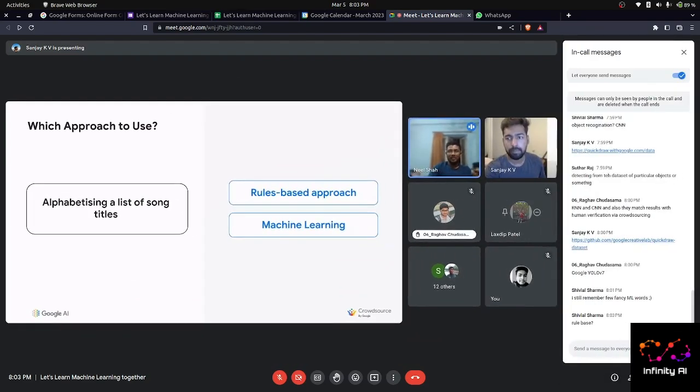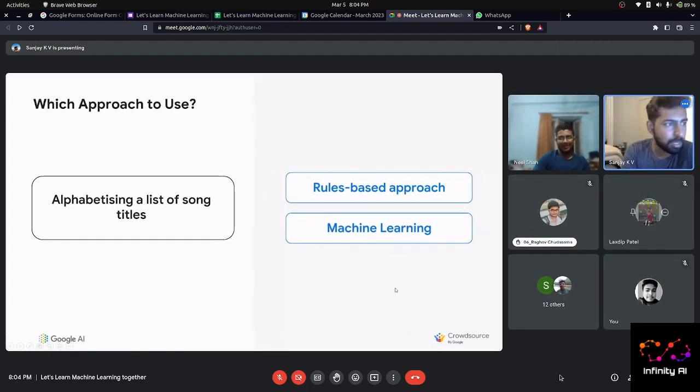Just have a bluff on there, like, hey, just go for it. Yeah, let's have a look at this, whether it's machine learning or not. So of course it's a rule based approach.